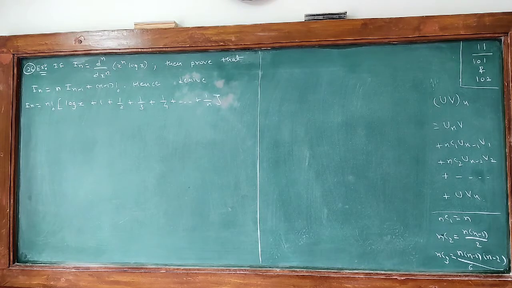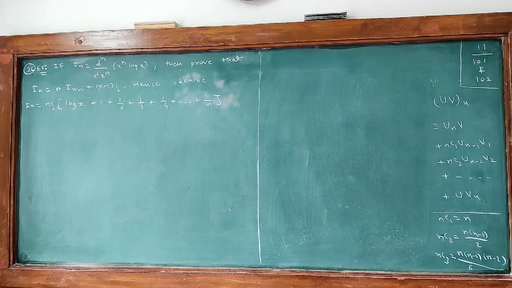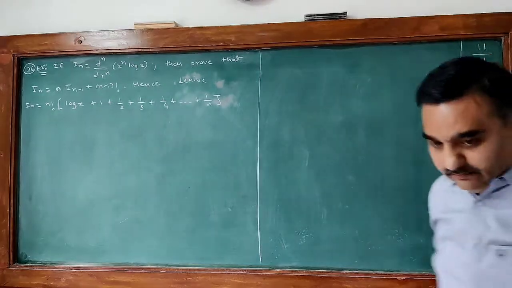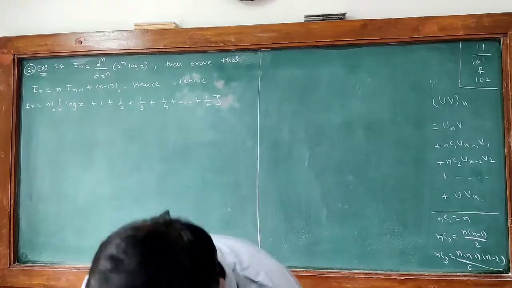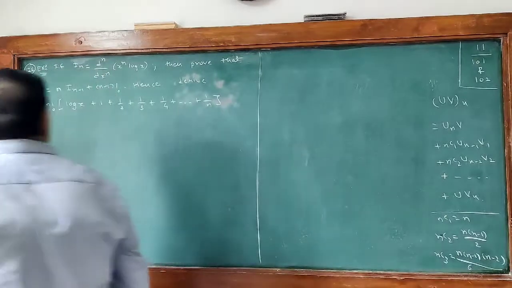If I_n is the nth derivative of x^n log x, then prove that I_n = n I_{n-1} + (n-1)!. Hence derive I_n = n! (log x + 1 + 1/2 + 1/3 + 1/4 + ... + 1/n). Answer.